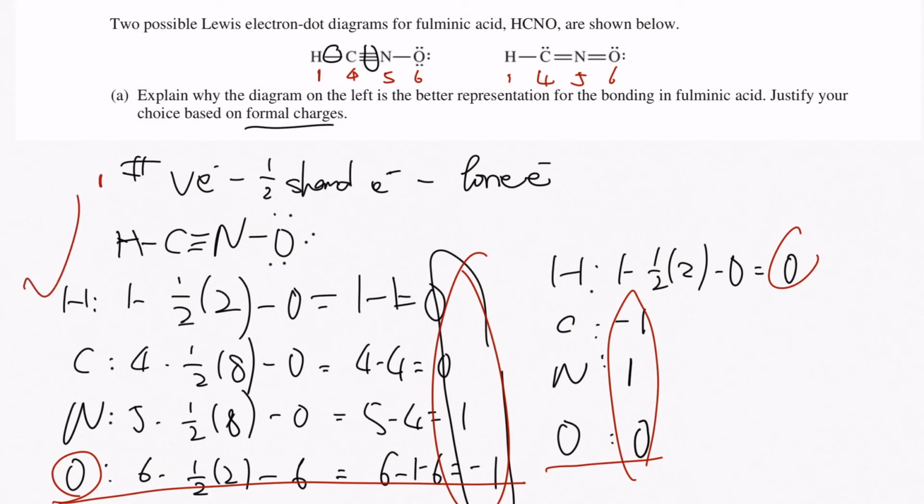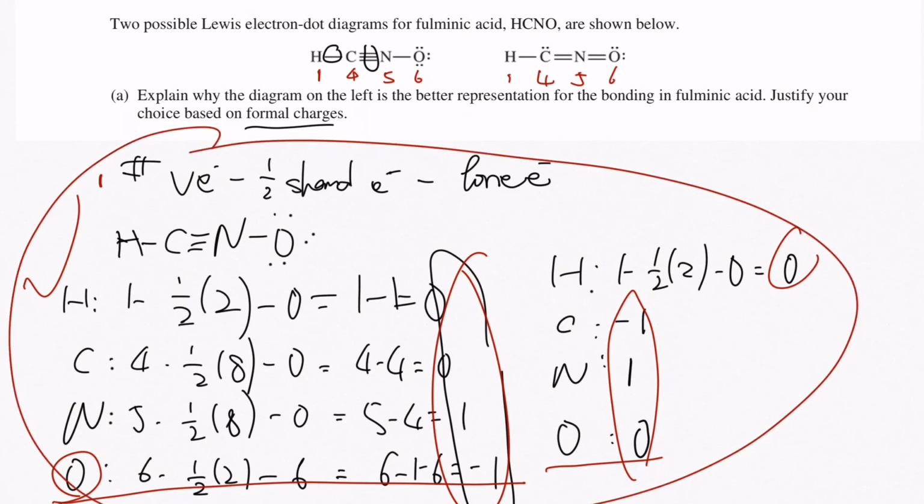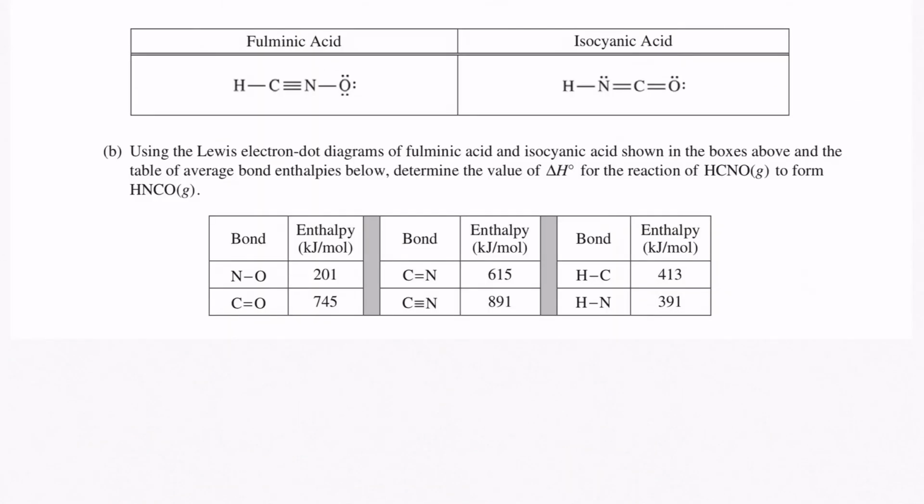In order to get full credit, you need the calculation process, and you have to know that since O is the most electronegative atom, it should have the most negative formal charge. So one for here, one for here, you get 2 points. So let's do the B part.